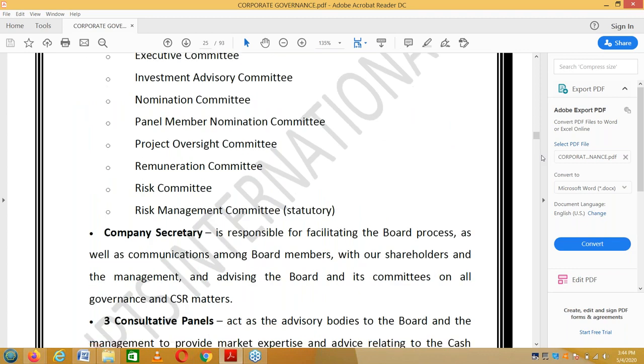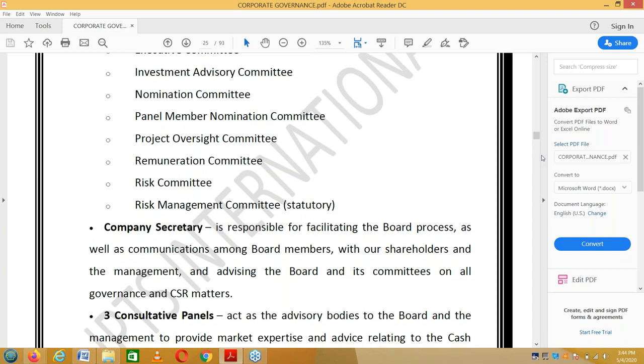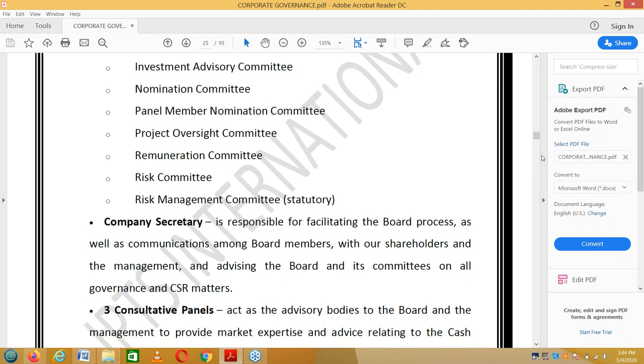He is responsible for facilitating the board process as well as communications among board members with our shareholders and the management, and advising the board and its committee on all governance and CSR matters. Now, all these are the work of the company secretary. The secretary is an intermediary between all the board members. He passes information to the board members and also to the shareholders and the management as well. Is responsible for facilitating the board process in terms of meeting and every other aspect of it.